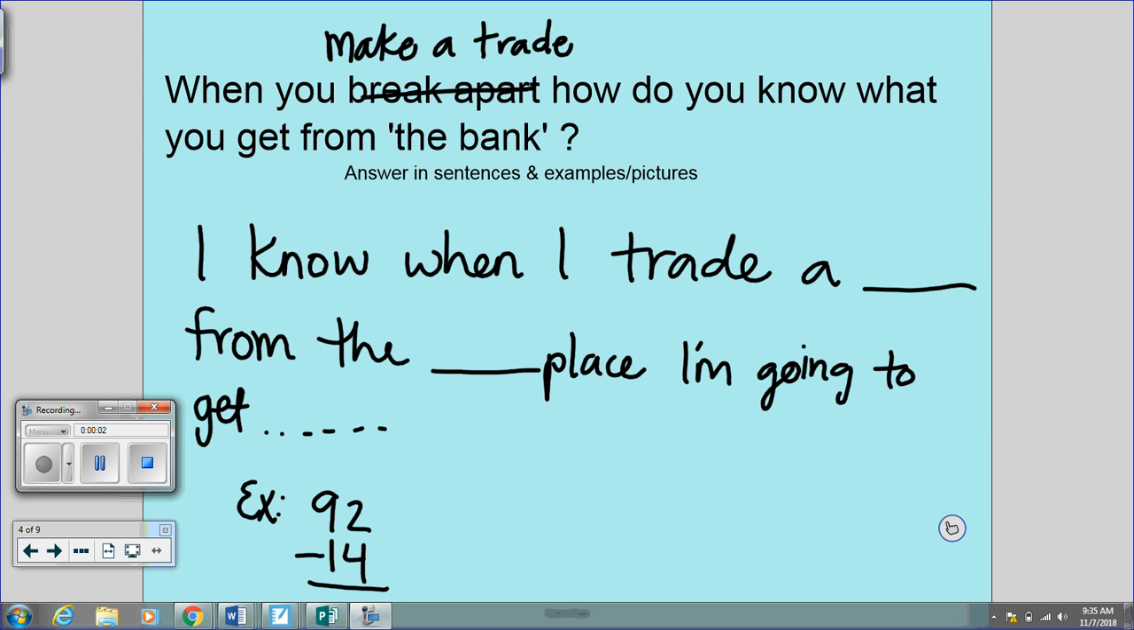So the question that we were working on for our quick write says, when you break apart or make a trade or whatever you're doing, how do you know what you're going to get from the bank? And I gave you a little bit of a sentence to get you going. You could have given me an example. Notice in that example, I can already tell there's not going to be enough ones to subtract that easy peasy, and I will need to trade for something. How do I know what I'm going to get?